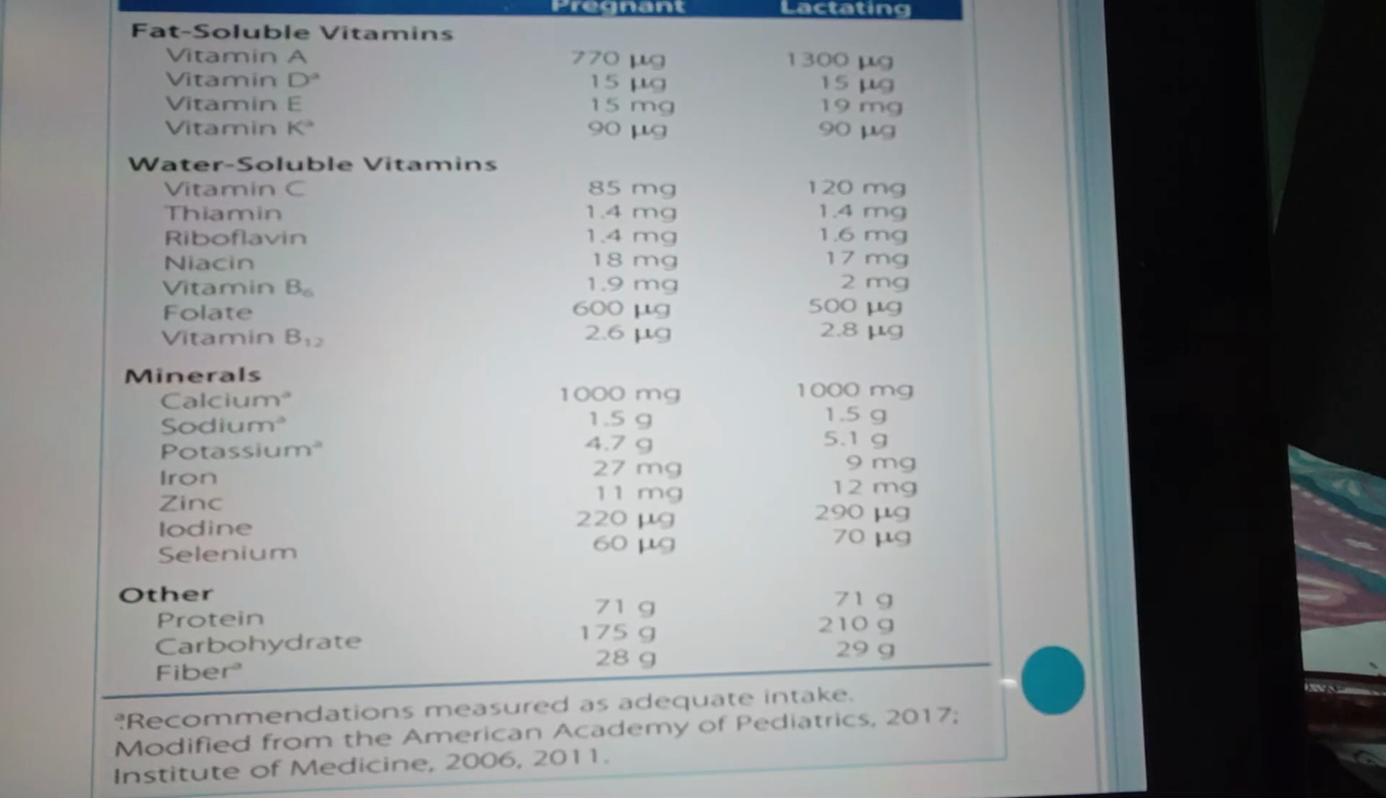So these are the recommendations for the intake of fat soluble vitamins, water soluble vitamins, minerals and protein, carbohydrate and fibers in pregnant and lactating women.